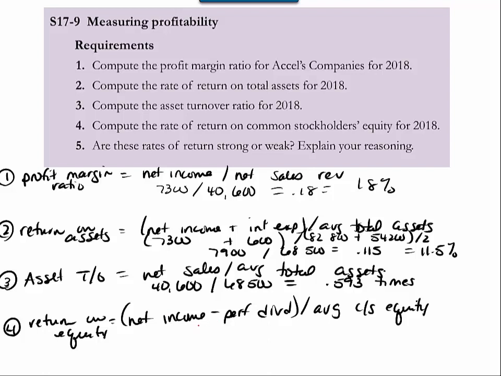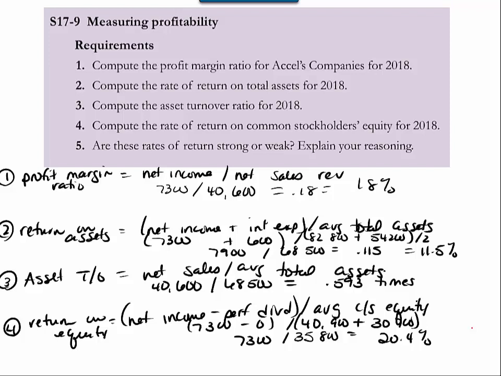They don't have any preferred dividends, so this will just be the net income 7,300 minus 0. Average common stockholders' equity. So beginning equity was 40,900. Ending total equity was 30,700. So I get 7,300 divided by the average equity is 35.8. And that equals 20.4%. So there's those. We're going to go back to the earnings per share on the next one, sort of, because it's sort of related.